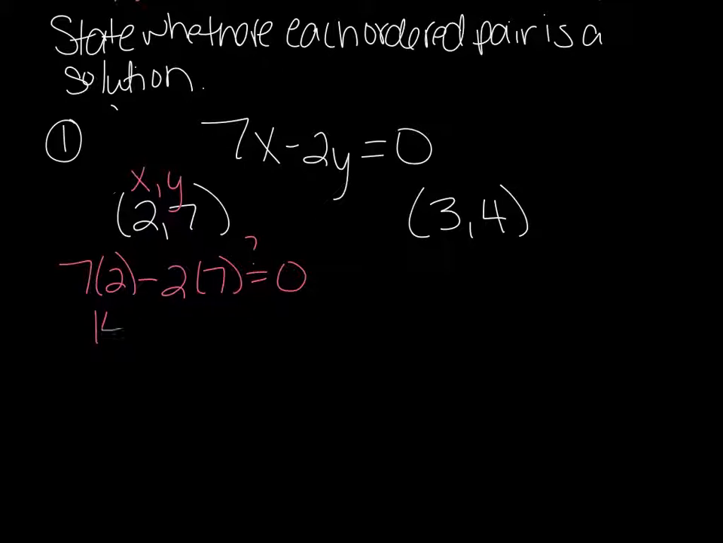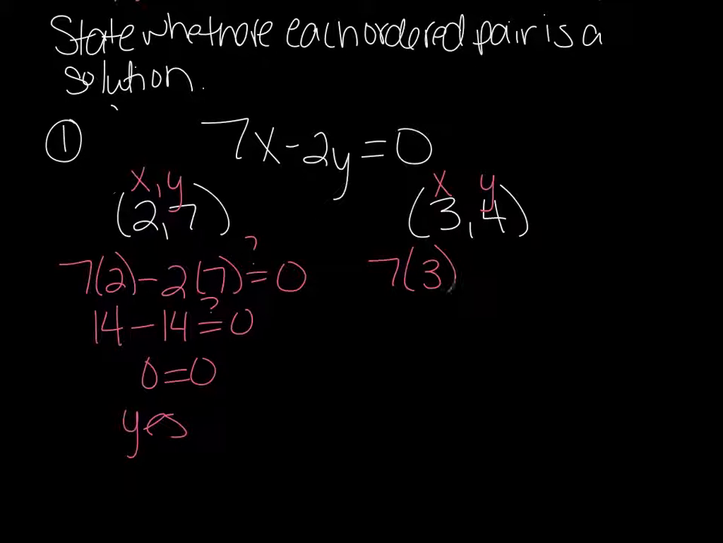So 7 times 2 gives me 14. 2 times 7 gives me 14. Is this going to work? Yeah, this works. If you get a true statement, that means yes, 2 comma 7 is a solution to this equation. Okay, then we do the same thing with 3 comma 4. These are completely separate. They just happen to be the same ordered pair on the equation. So this time I'm going to plug 3 in for x, and I'm going to plug 4 in for y.